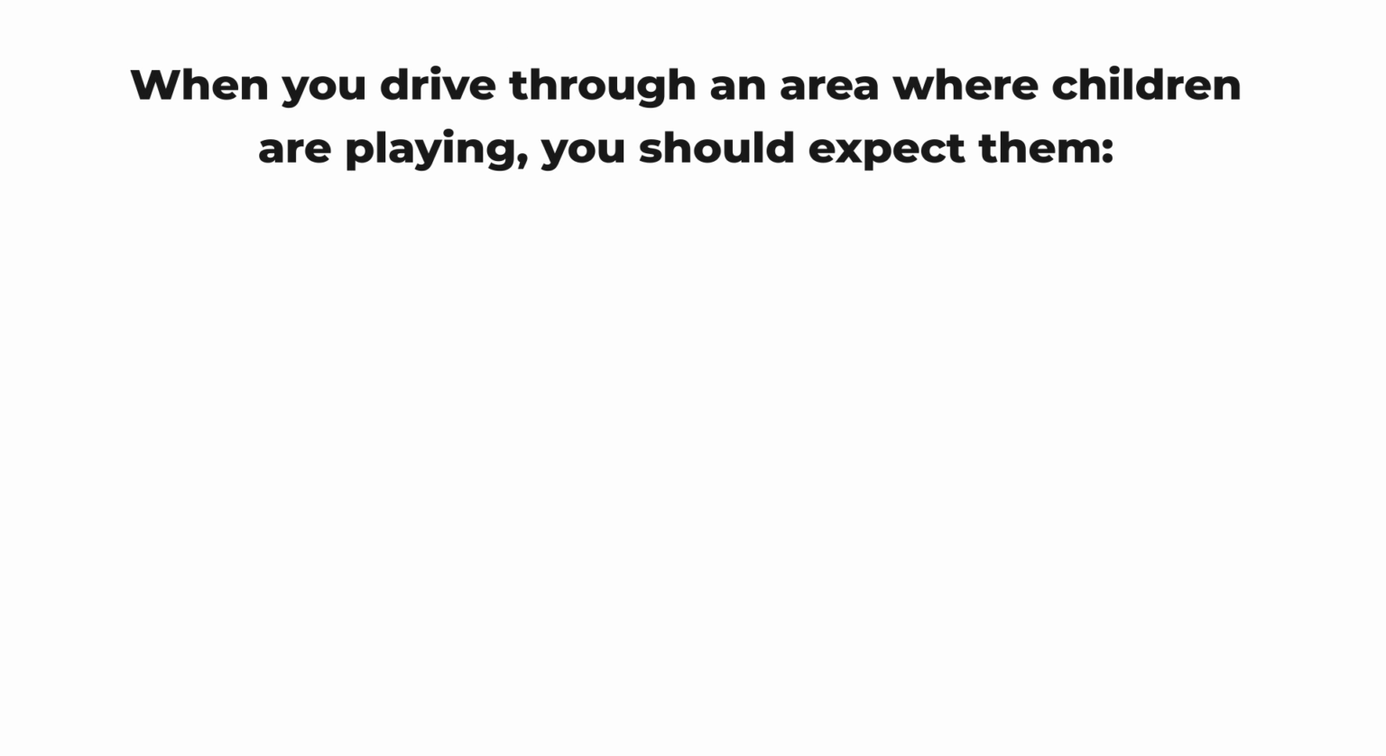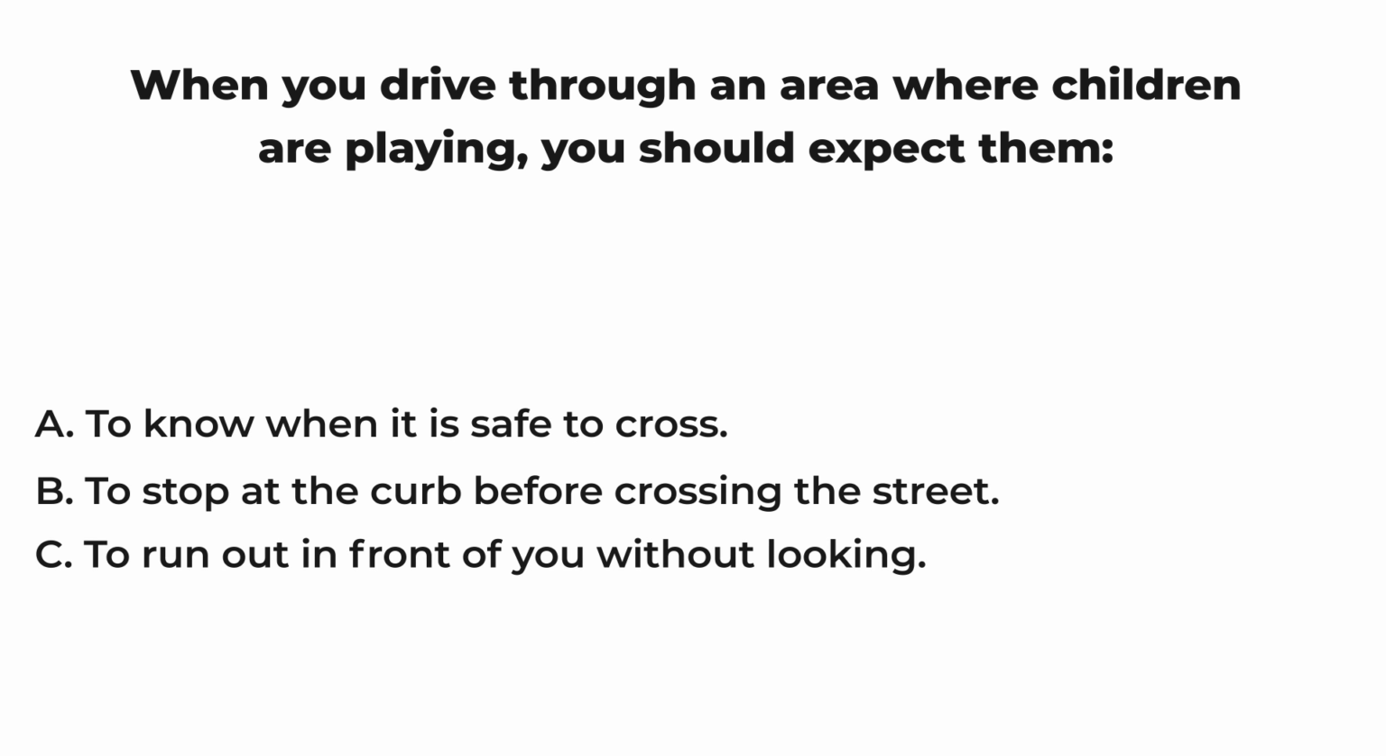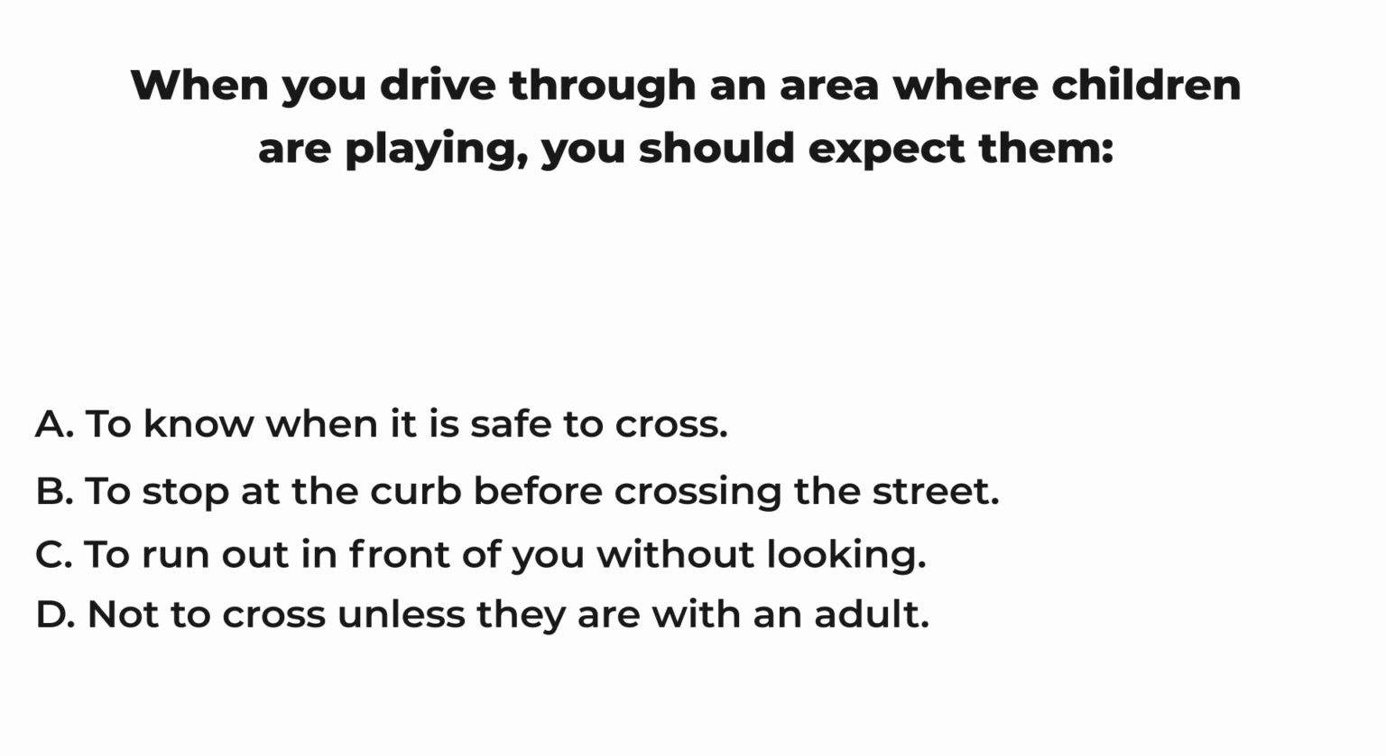When you drive through an area where children are playing, you should expect them: A. To know when it is safe to cross. B. To stop at the curb before crossing the street. C. To run out in front of you without looking. D. Not to cross unless they are with an adult.